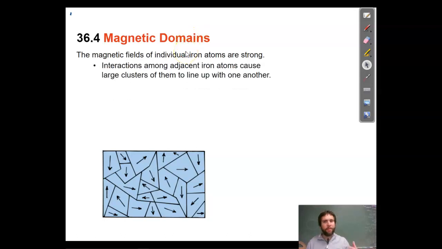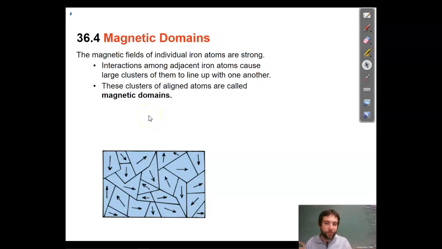Interactions, remember where that magnetic field within the atom comes from: that spinning electron. Interactions among adjacent iron atoms cause large clusters of them to line up with one another. In this context, adjacent just means next to or touching. So the interactions between the touching atoms cause these magnetic fields to start lining up with one another.